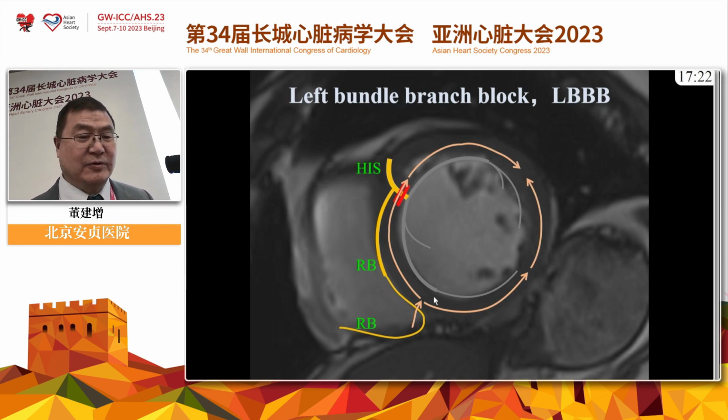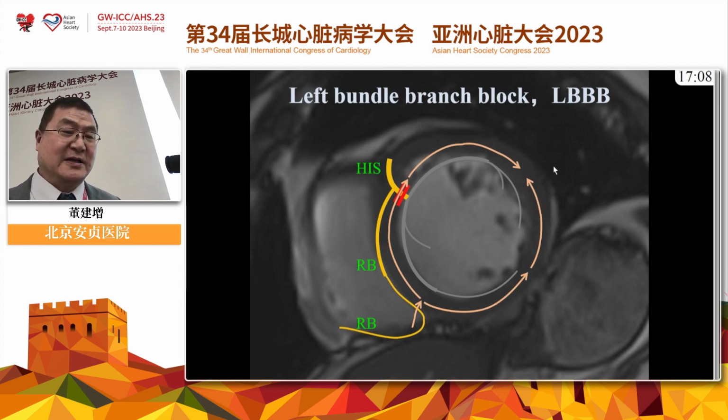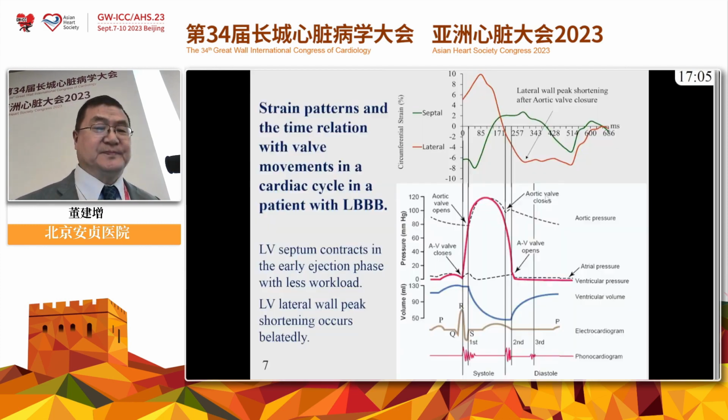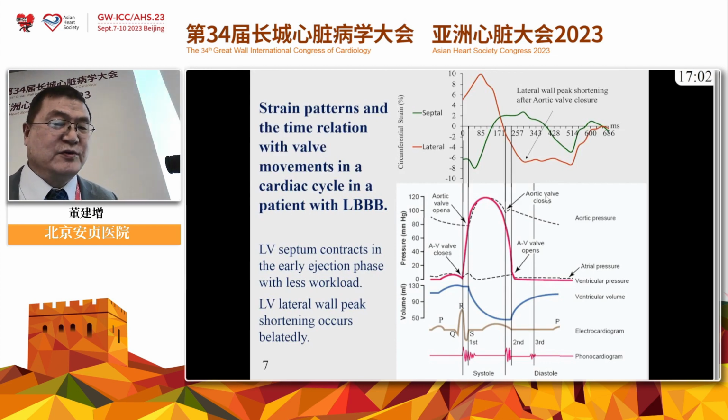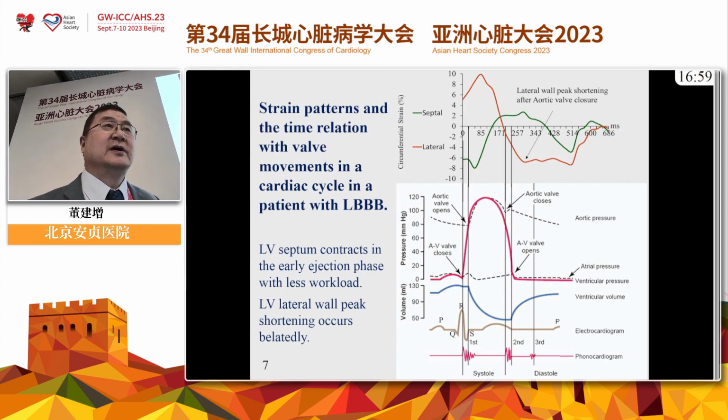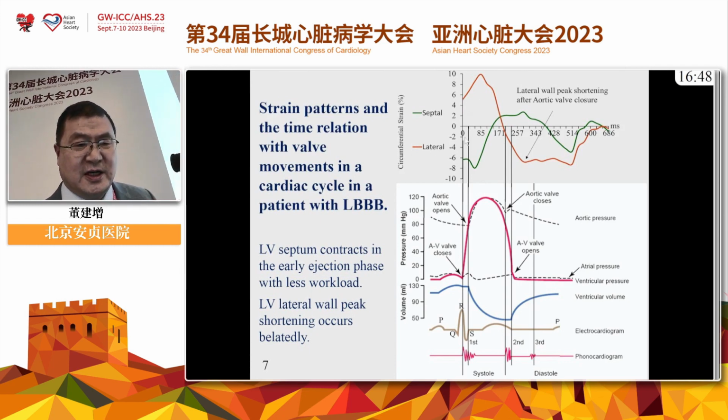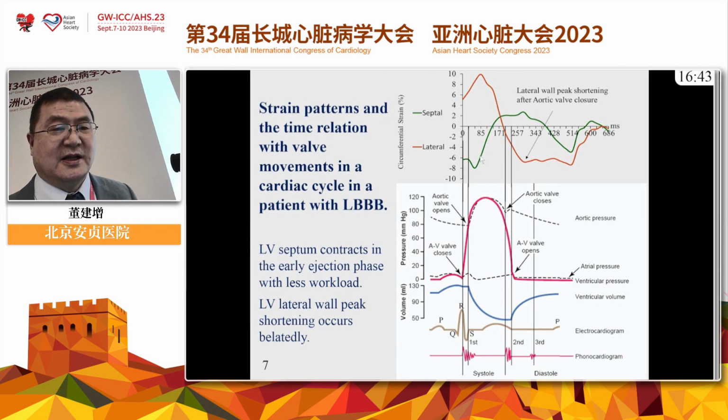The conduction goes slowly through the myocardium. So in patients with left bundle branch block, the septal wall is activated first and the lateral wall is activated late. This is the strain of the left ventricle in patients with left bundle branch block. The red line stands for the septal wall, and the blue line stands for the lateral wall.